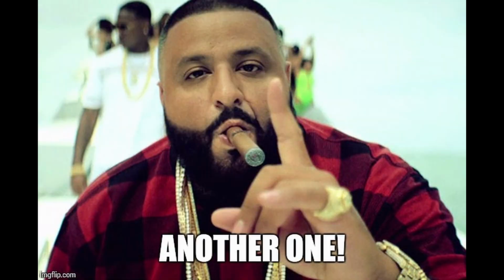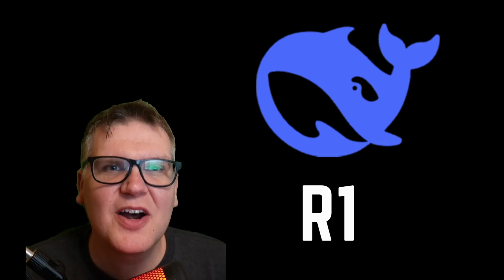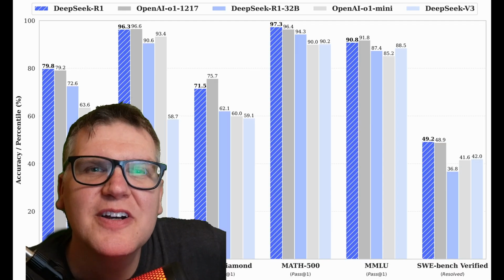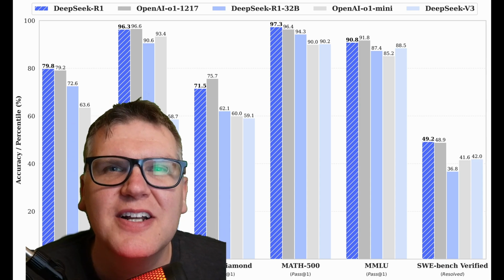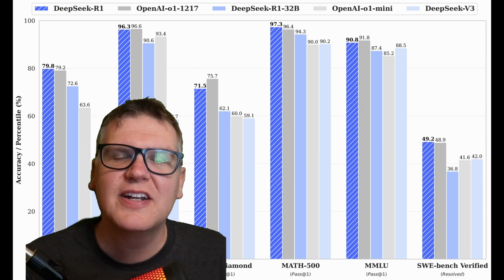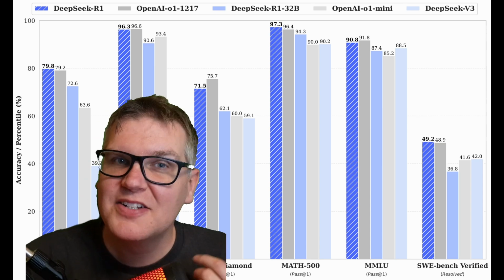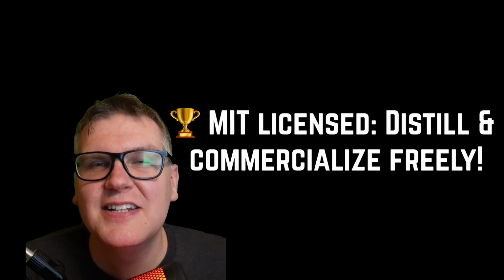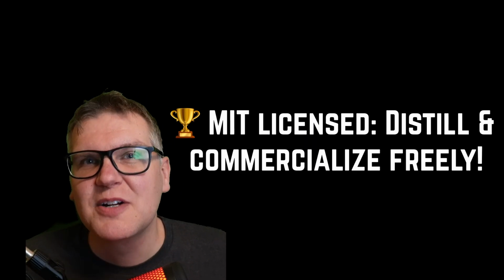This Chinese company has done it again. Deepseek released R1, and the benchmarks are so good, it's almost too good to be true. It's right on par with OpenAI O1, which costs $200 a month. And it's open source. They released it with the MIT license, which means you can use it for free commercially.